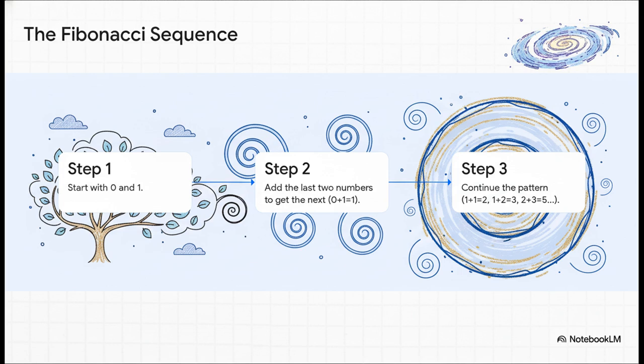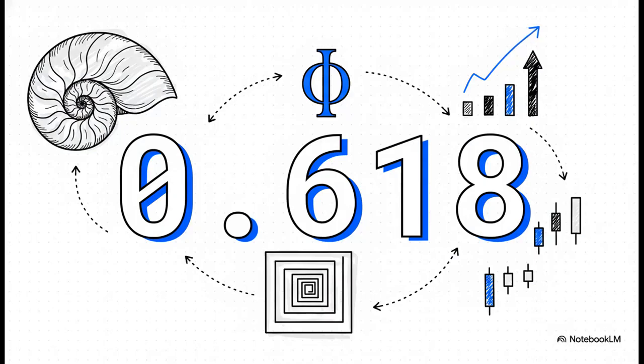The amazing part? This pattern is, well, it's everywhere. We're talking the branching of trees, the spiral of a seashell, even the shape of galaxies. It's like nature's fundamental code for growth. And from that incredibly simple sequence, this one magic number emerges, 0.618. You'll hear this called the golden ratio, and you've got to remember it because it is the mathematical bedrock for absolutely everything we're about to look at on the charts.